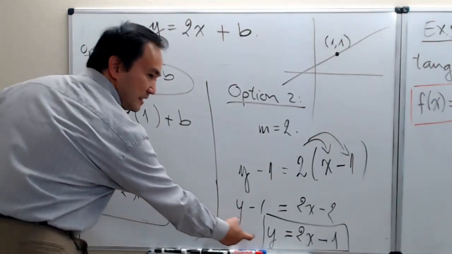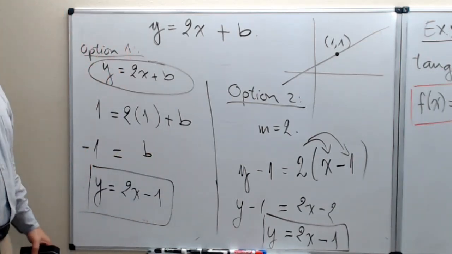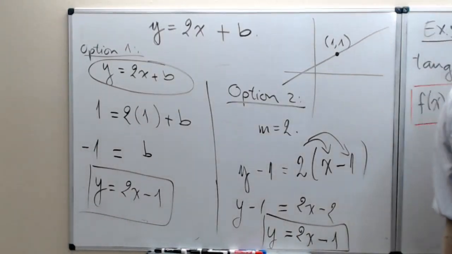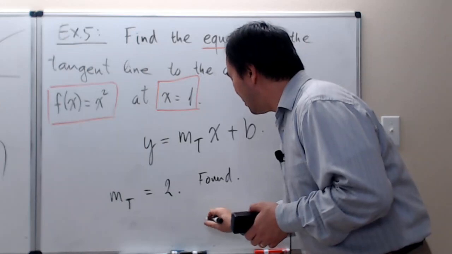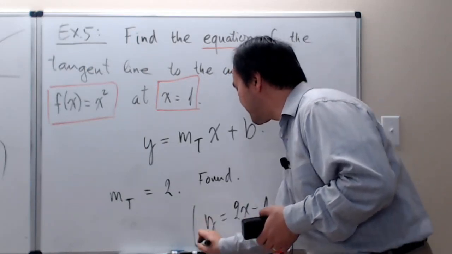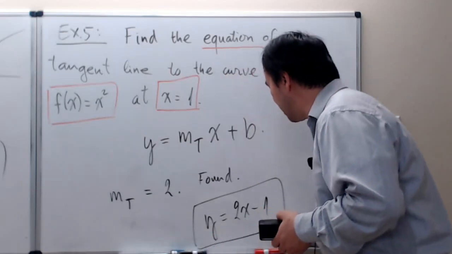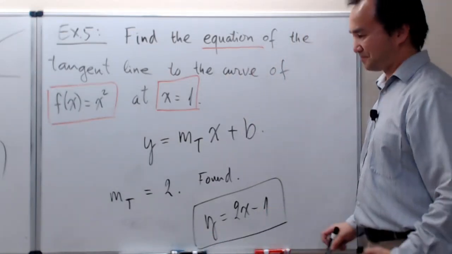Either way gives you the exact same answer. Okay, and so now our final equation here is y equals 2x minus 1. Okay, so we found the equation of the tangent line. All right.